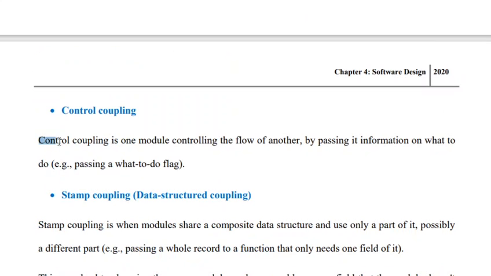Now we have control coupling. Control coupling means a situation where one module controls the flow of another by passing information to it. Control coupling is a coupling where one module tries to control the flow of execution of another module by passing information on what to do.